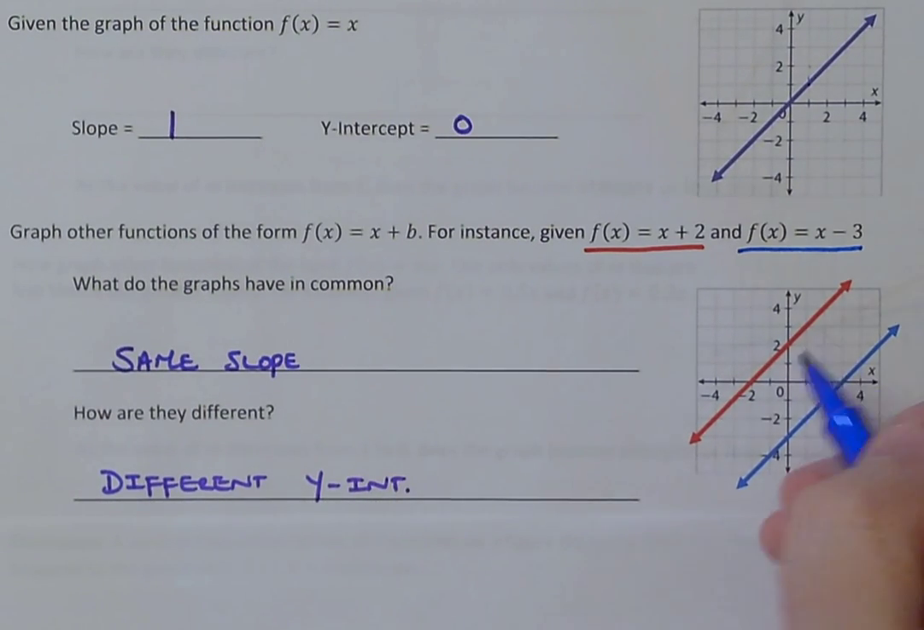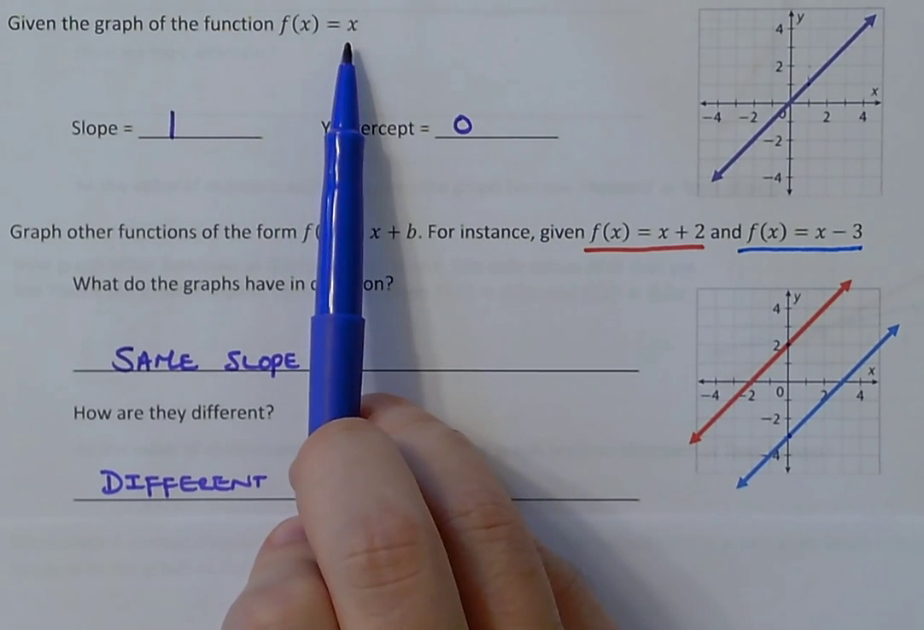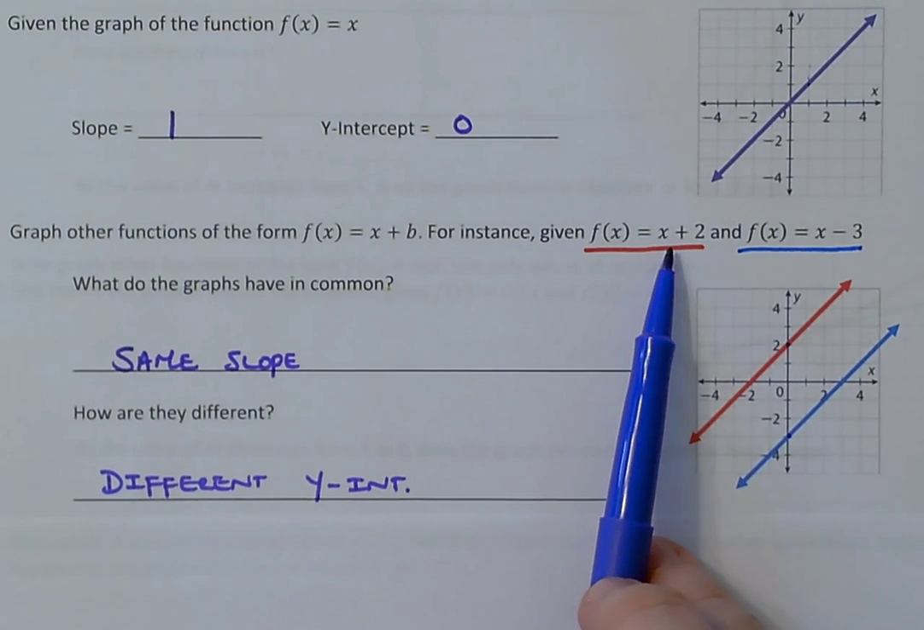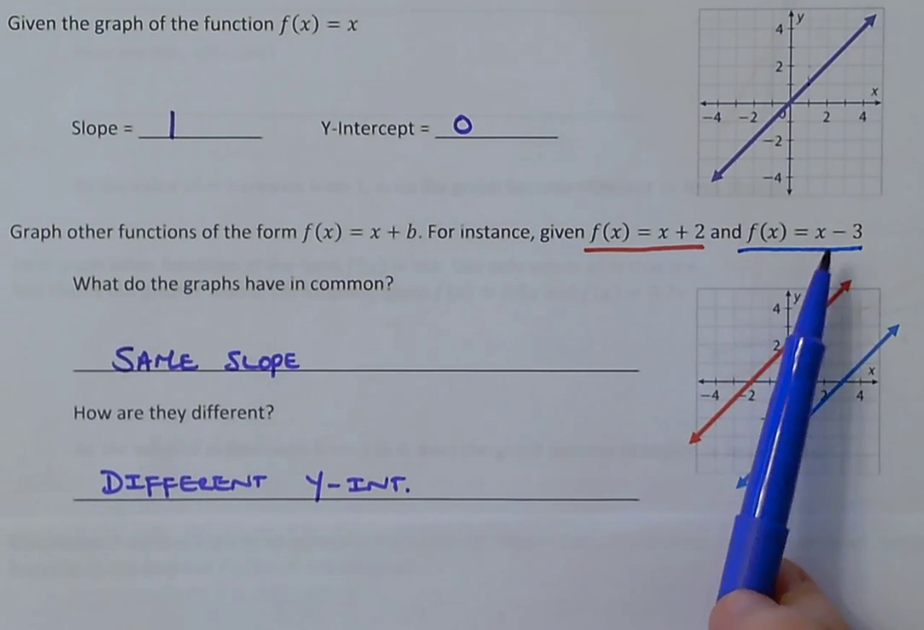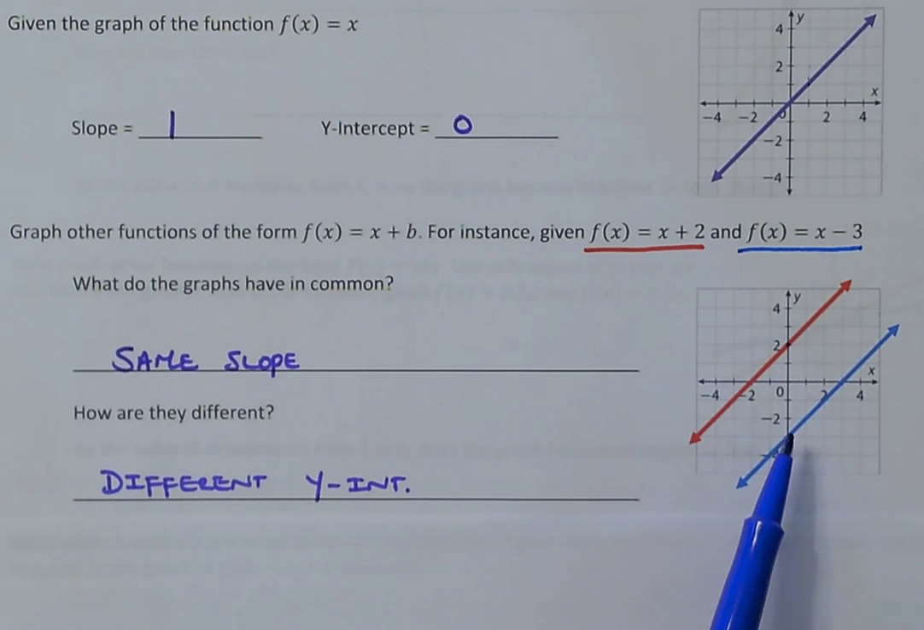and their y-intercepts would be at 2 and -3. So if we go back to this f of x equals x, this crossed at 0 and its slope was 1. Look at f of x equals x plus 2. It crosses at 2 and its slope is 1. And then f of x equals x minus 3, slope of 1, and it crosses at -3.